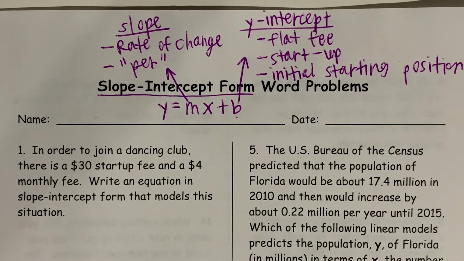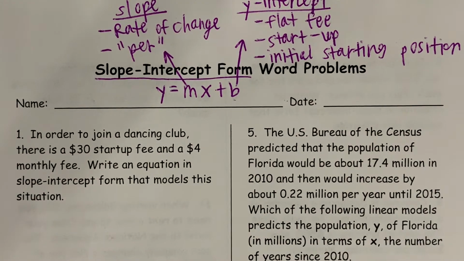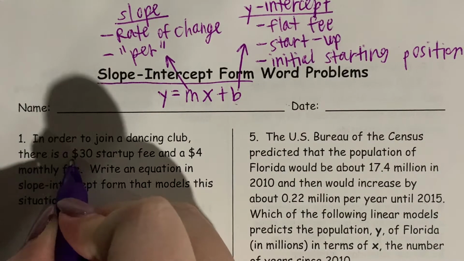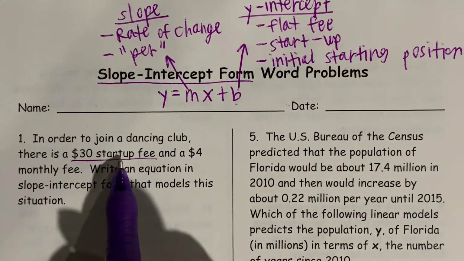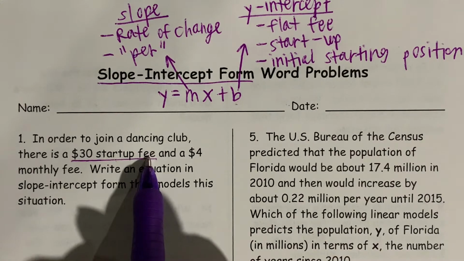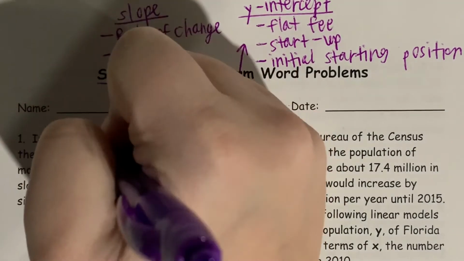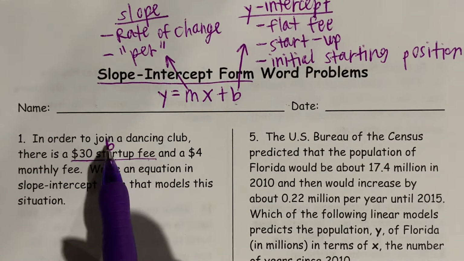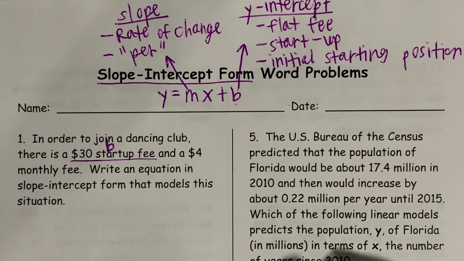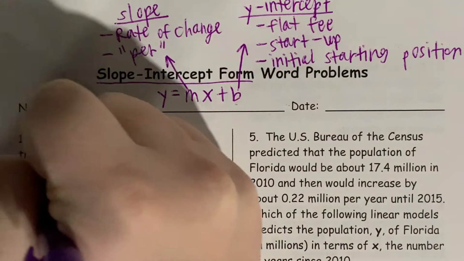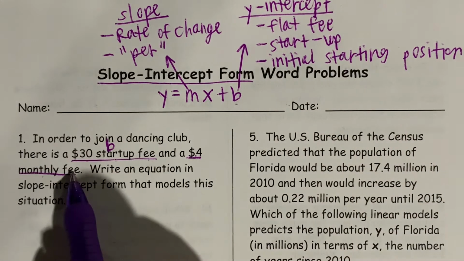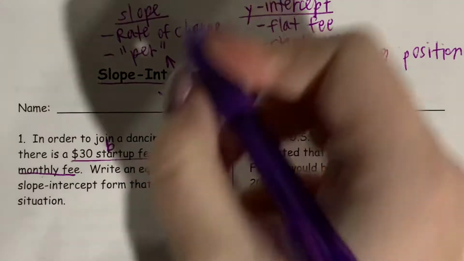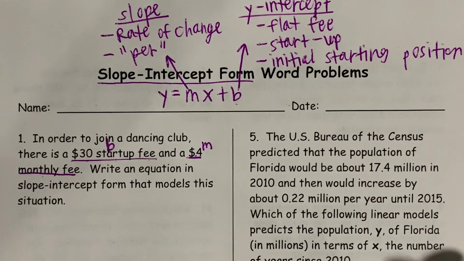Let's take a look at number one. Number one says, in order to join a dancing club, there is a $30 startup fee. And as I'm reading this, I see startup fee. And we said a startup value is always our b, or our y-intercept. So as I'm reading, I'm going to make a note there. This $30 startup fee has to be my b. And a $4 monthly fee. This means I'll pay $4 per month. Do you see how I could insert the word per here? So this means that this $4 monthly fee is going to be my m, or my slope.